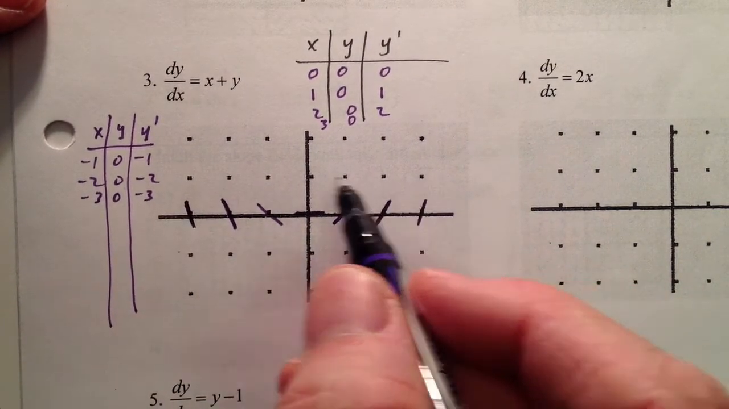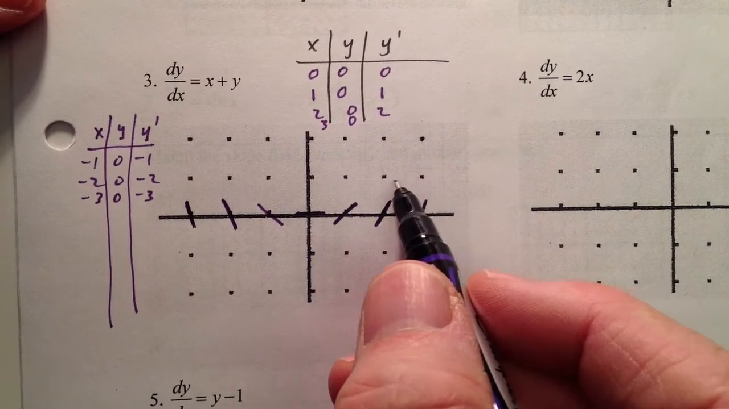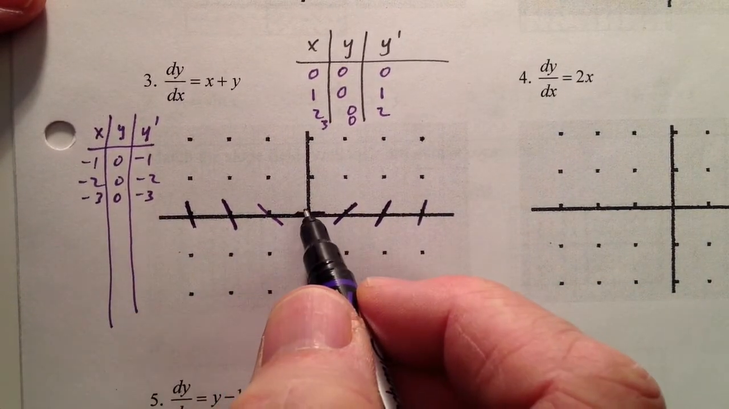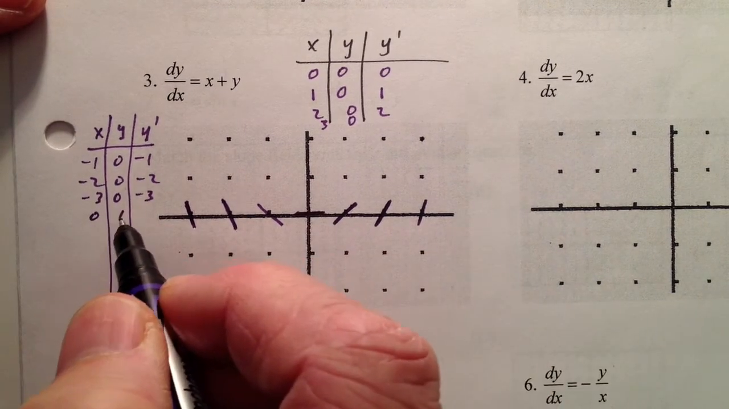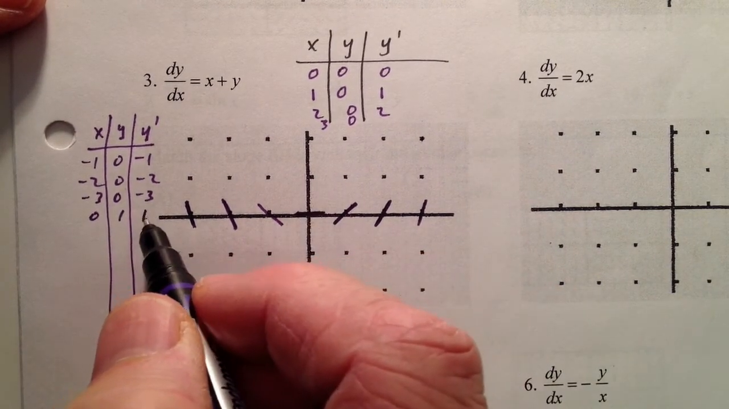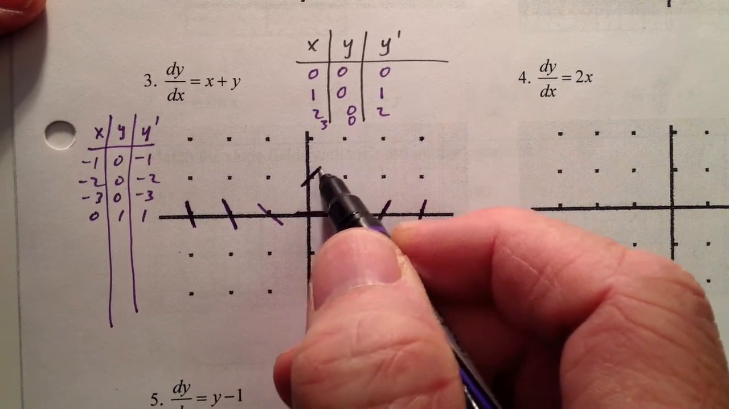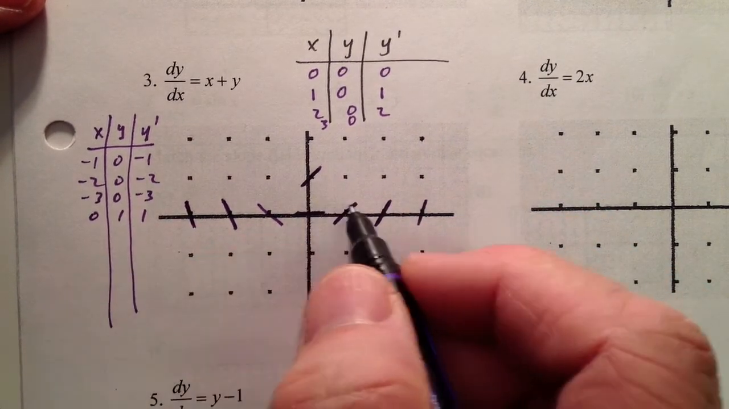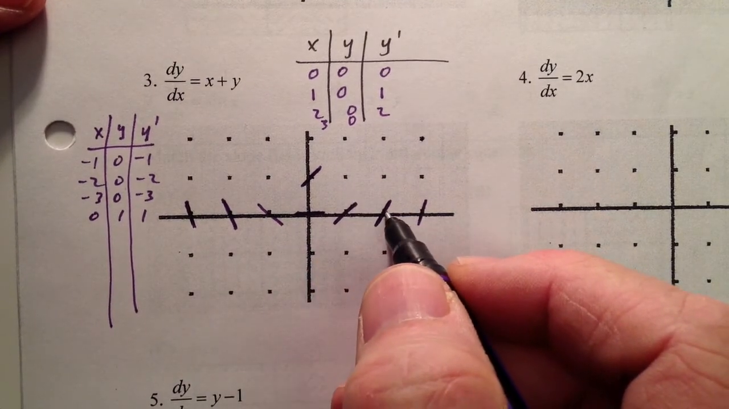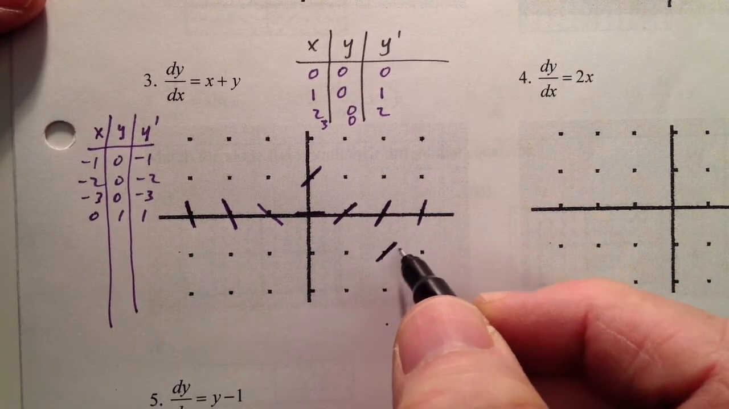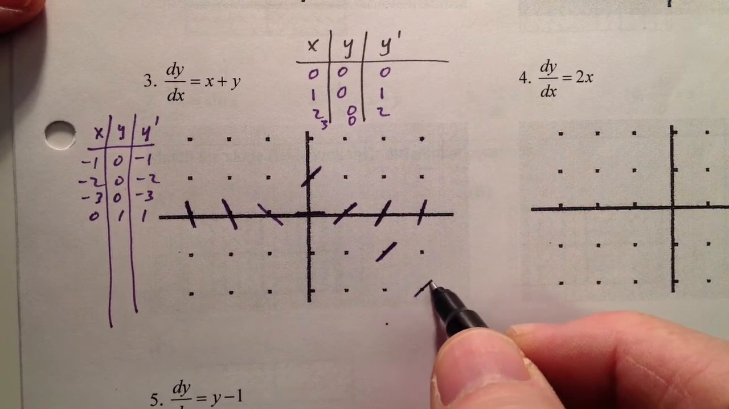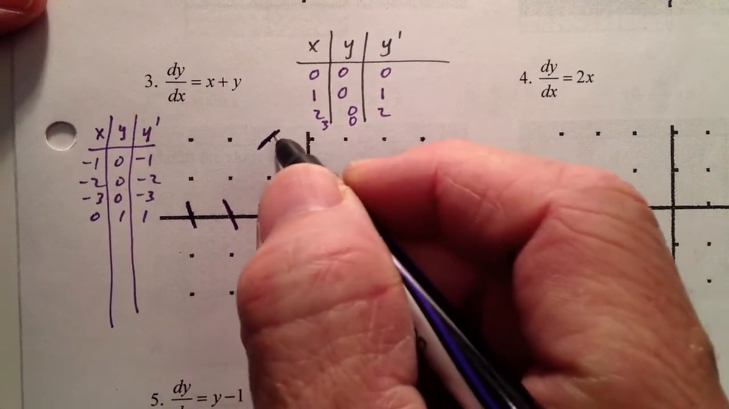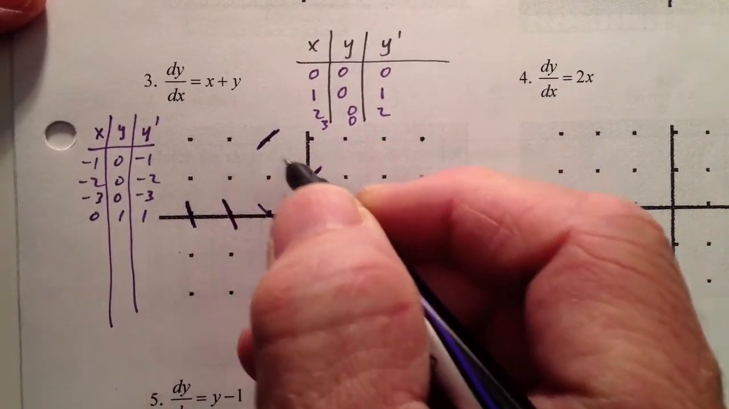Okay, let's see if we can see a pattern in the row where we've got y equaling 1. If we start with 0, 1, we know that that's 1. So anytime the x and the y add up to 1, then the slope is 1. It would be 2, negative 1, 3, negative 2, negative 1, 2. So all those have a slope of 1, all those along that diagonal.